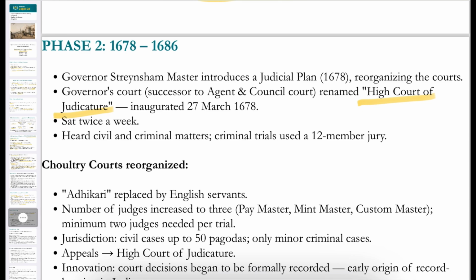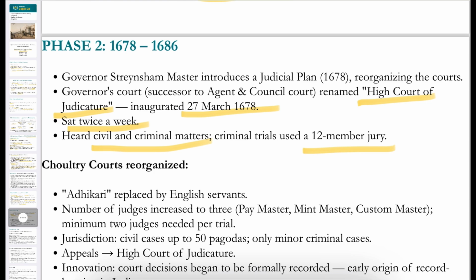Now, it was formally inaugurated on 27th March 1678, and it sat twice a week. It heard both civil and criminal cases, and criminal trials used the help of a 12-member jury, and civil cases were decided by the court itself. Okay, so this was a huge change.